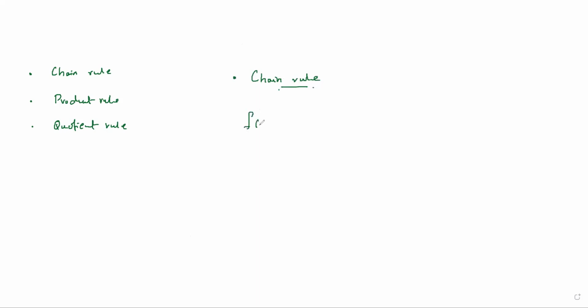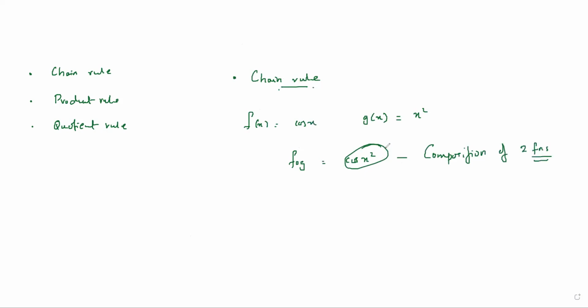Okay, suppose there is a function f of x is equal to cos x, g of x is equal to x square. What is f o g? f o g will be cos x square. So this function cos x square is a composition of two functions, right? So whenever you have composition of two or more functions, in that case we have to use the rule called chain rule.